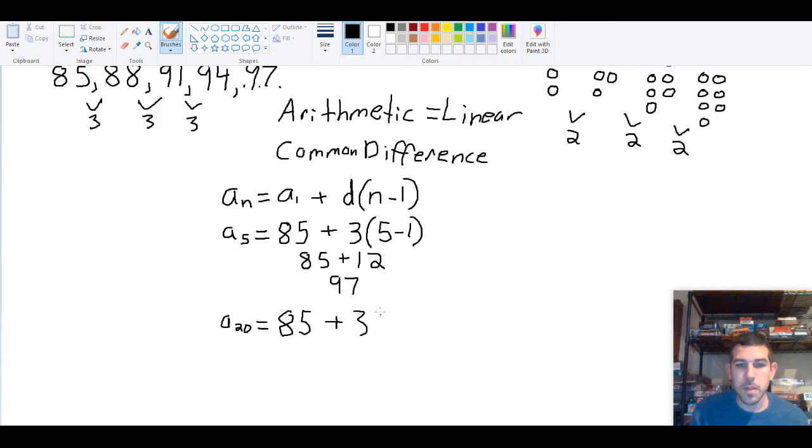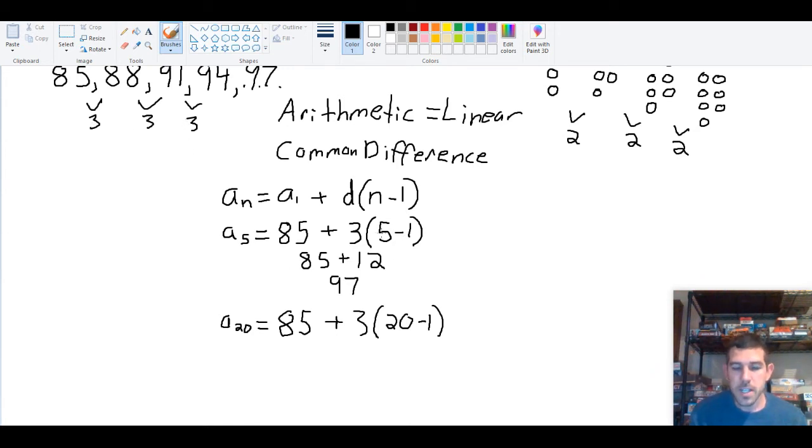After it's been multiplied by the term minus 1, and I said the term I want is 20, so this time we'll drop in 20 minus 1. Notice that the formula for this sequence here on the left, the first term is the same for both these problems, and the common difference is the same, because those don't change for this sequence. This sequence always starts at 85 and always moves by 3.